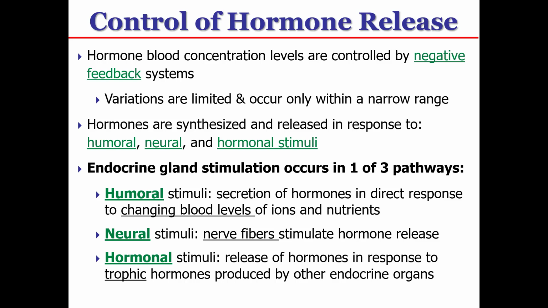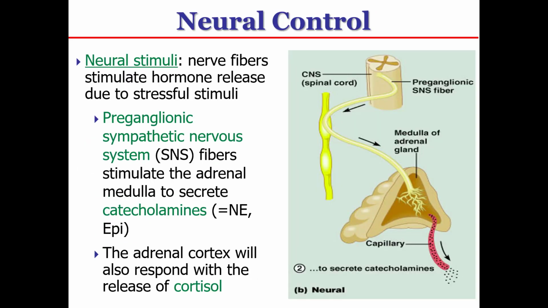We have studied neural stimulation for 6 weeks now. So nerve fibers that are sending action potentials can stimulate hormone release. We saw that with the hypothalamic pituitary axis. And then hormonal stimuli. We have talked about trophic hormones, hormones that control the release of other hormones. So we're going to go back now and look at these pathways so you have more of a visual. And some of these examples will be given to you on quizzes and exams.